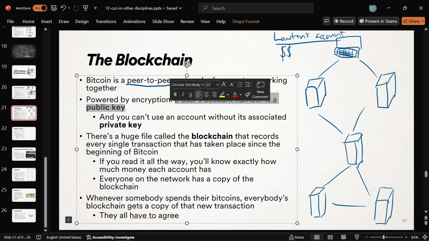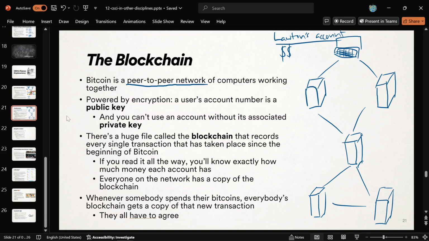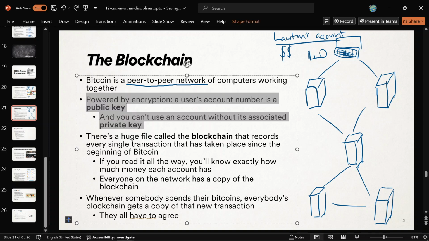And then there's also a private key. That's kind of like the password to your account. You cannot use your account without its associated private key. Maybe I have that saved on my own computer. Nobody else gets to spend my money with my public account because I have that private key tucked away in my pocket. That's the goal. That's kind of how accounts work.